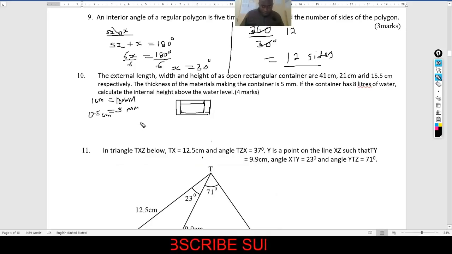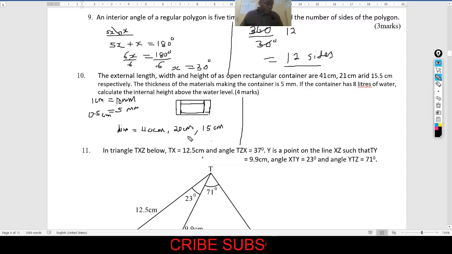So for the length and width, 0.5 times 2 is 1. The dimensions now become 40 centimeters by 20 centimeters, and because it is open, the height changes on only one side, so 15.5 minus 0.5 is 15 centimeters. Those are the internal dimensions now.